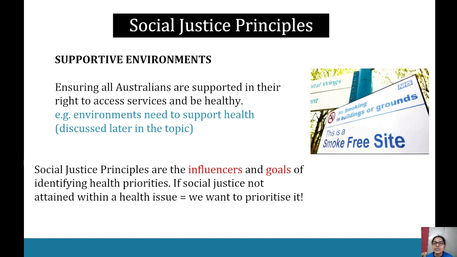Now, remember, social justice principles are the influences and the goals of identifying health priorities. So we need to be able to identify health priorities based on these 3 principles. If social justice is not attained within a health issue, if you look at tobacco smoking, and we look at supportive environments, diversity, and equity, or we look at other issues, we need to think of attaining social justice, making sure that the social justice principles are addressed within the health issue, and we want to prioritize that.